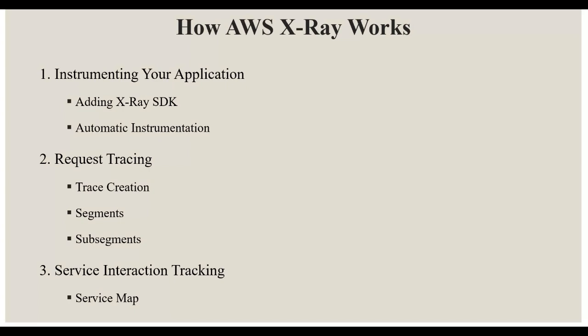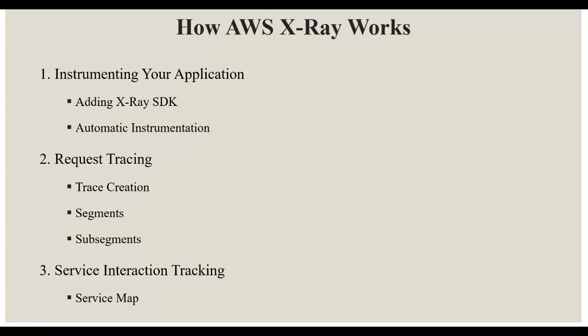So in the features I've already told that, right? It is integrated with other AWS services. It offers automatic instrumentation for certain services like AWS Lambda, API Gateway, or Elastic Beanstalk, which reduces the manual setup needed. Some services need manual setup, while with integrated services like Lambda, API Gateway, and Elastic Beanstalk, it removes the need for manual setup. So that is instrumenting your application.